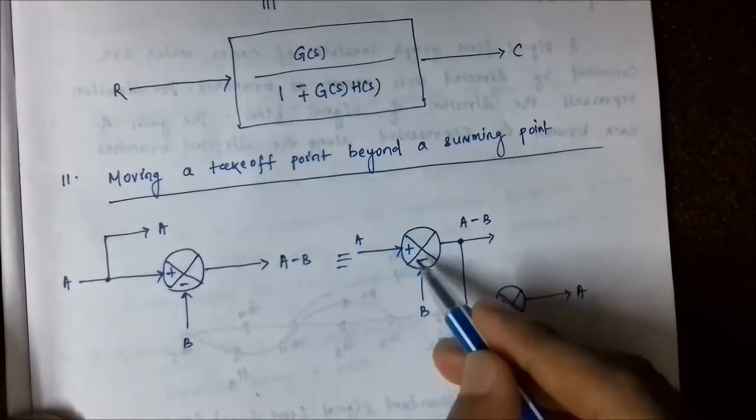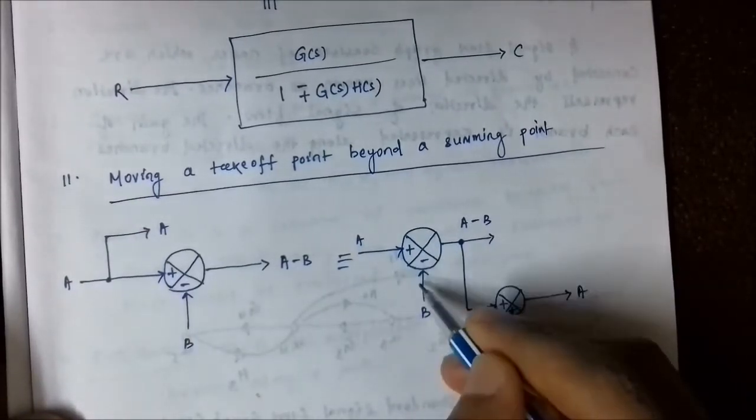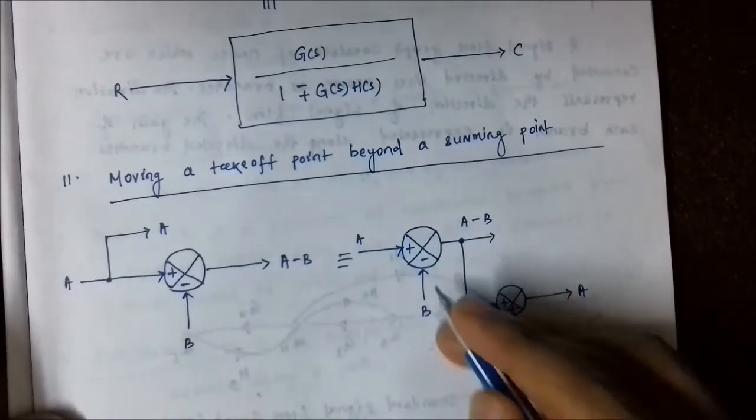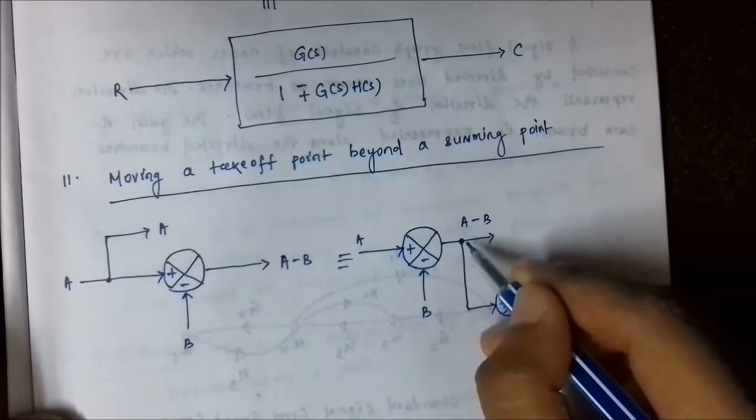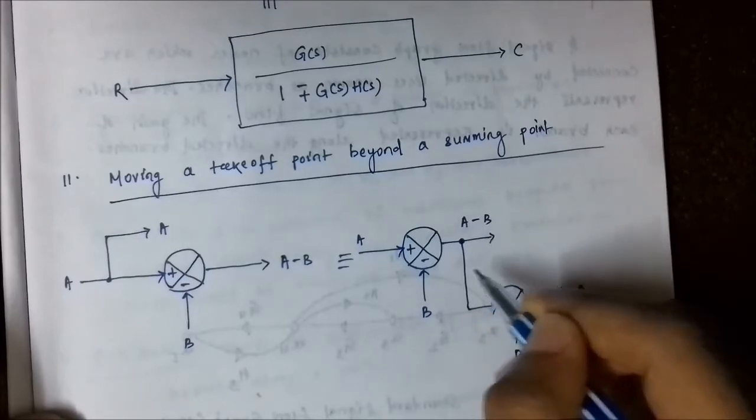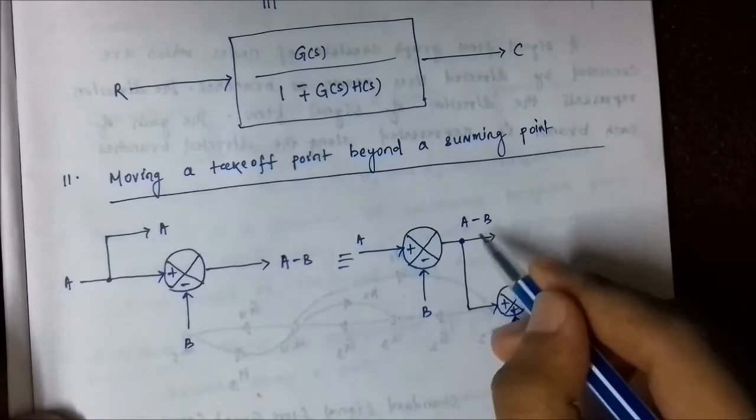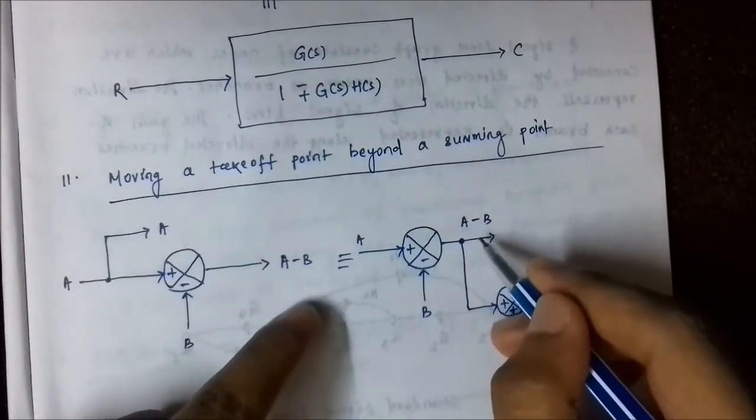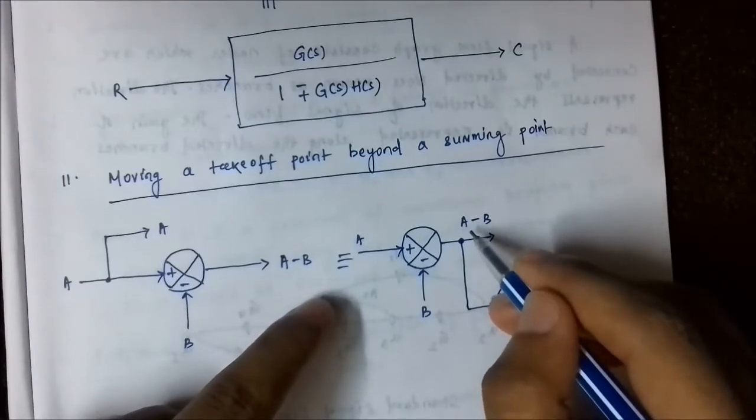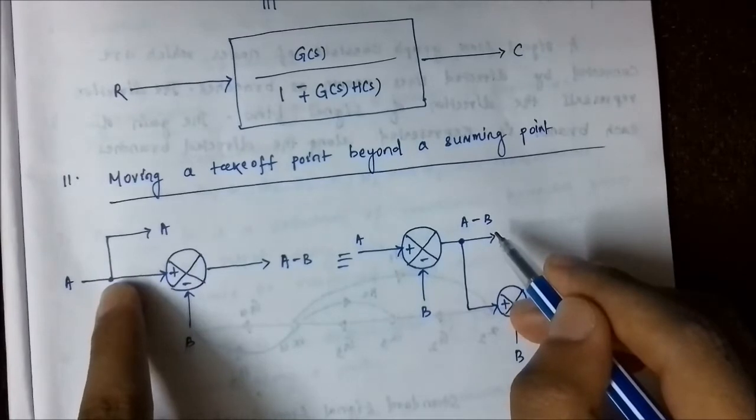When we shift the takeoff to the other side of the summing point, we get the output signal value A minus B, since the vertical input signal has moved along with it. So the output of the summer is A minus B, which is not equal to A. So we have to manipulate it in such a way that we get a signal value A, the signal value of the takeoff point.